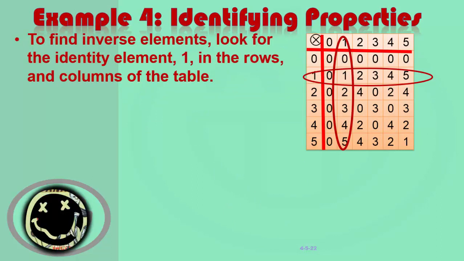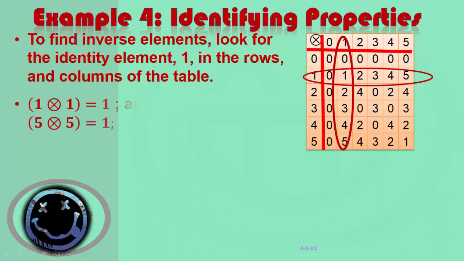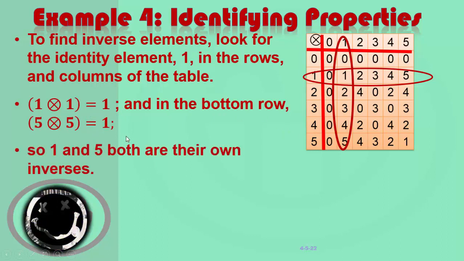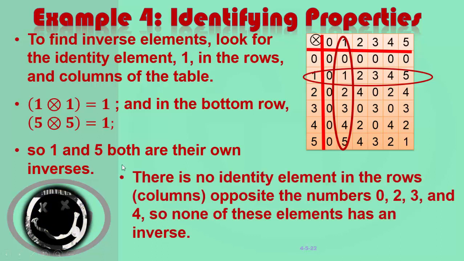To find the inverse elements, we look for the identity element 1 in the rows and the columns of the table. So 1 cross circle 1 is equal to 1 at the bottom row, and 5 cross circle 5 is equal to 1. So 1 and 5 are their own inverses. There is no identity element in the rows and columns opposite the numbers 0, 2, 3, and 4, so none of these elements has an inverse.